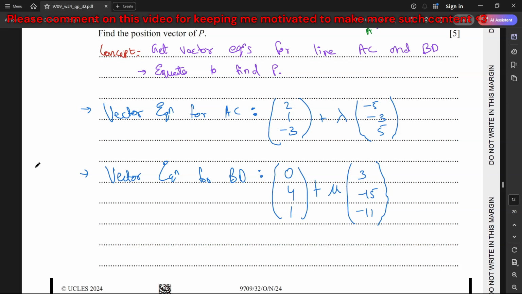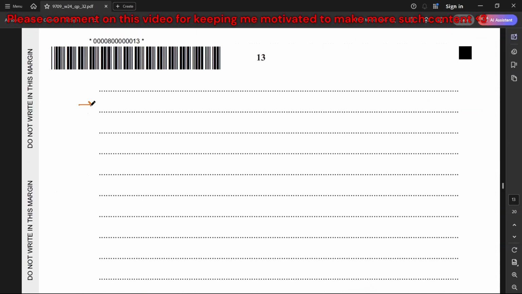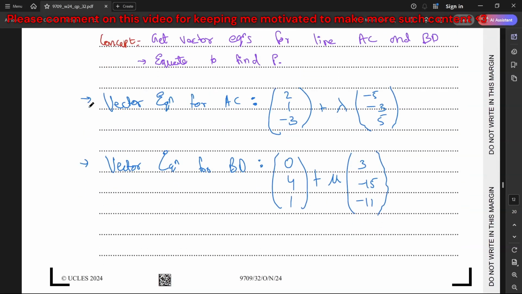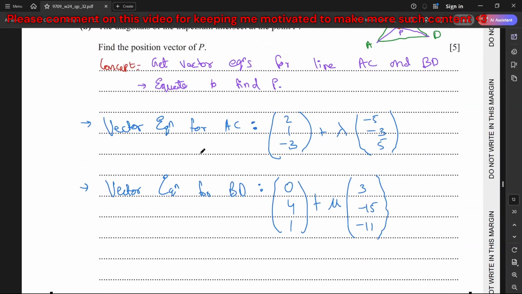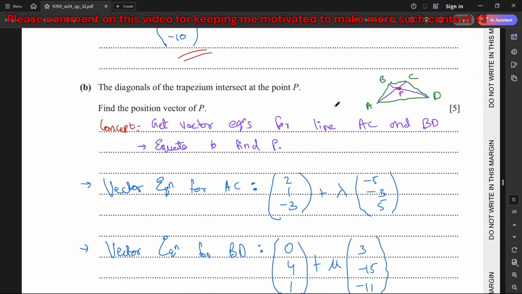So if you have ever solved for the point of intersection of two vector equations of lines, then this must be very easy for you to digest. If not, just note that the concept we are using is how we solve for the point of intersection between two lines. First of all, I know that the equation of a line is equal to r, and even this is equal to r.